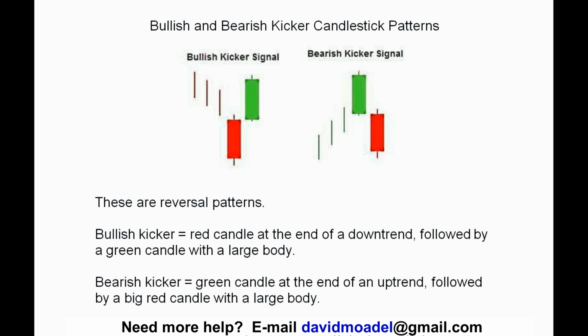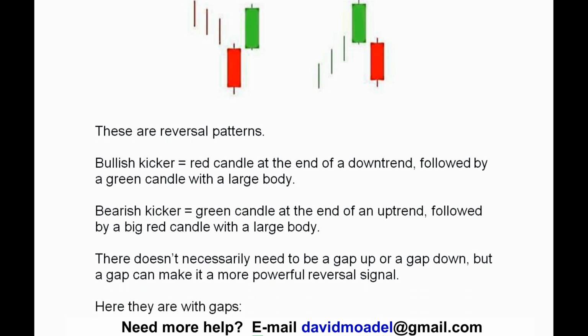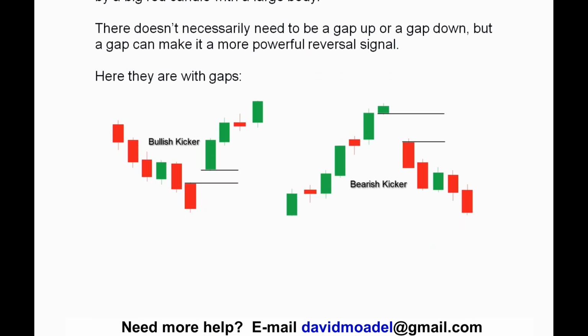Now, there doesn't necessarily need to be a gap up or gap down. Like this green candle wouldn't have to be way up here necessarily. But a gap, especially a big gap, can make it a more powerful reversal signal. So if this green candle started way up here, that would be really powerful. If that red candle started way down here, that would be even more powerful, possibly. And we'll show you some examples with gaps to show you what that looks like.